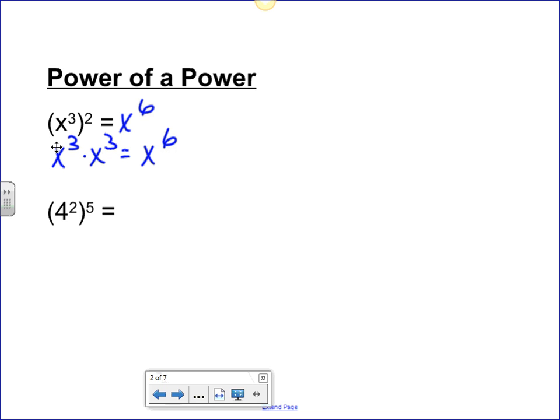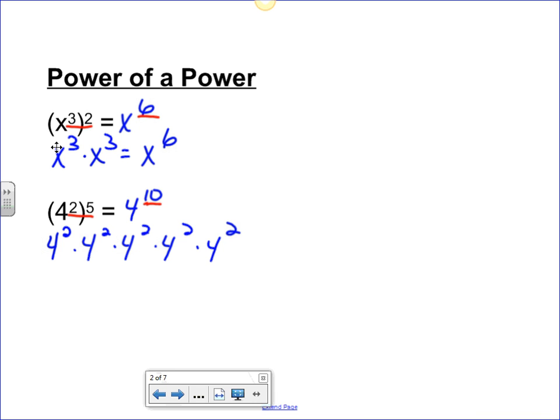So likewise on the bottom, if it says the quantity 4 squared to the fifth power, that really means 4 squared times 4 squared times 4 squared times 4 squared times 4 squared. So if we use our property from yesterday, it would really mean 4 to the 10th power. So the question becomes, what's the easy way to do it? Well, for a power of a power, if you look at these two exponents, the 3 and the 2, to get to the 6, we can simply multiply. And likewise, the 2 and the 5, if we multiply those, we would get to the 10. So that would be the power of a power.